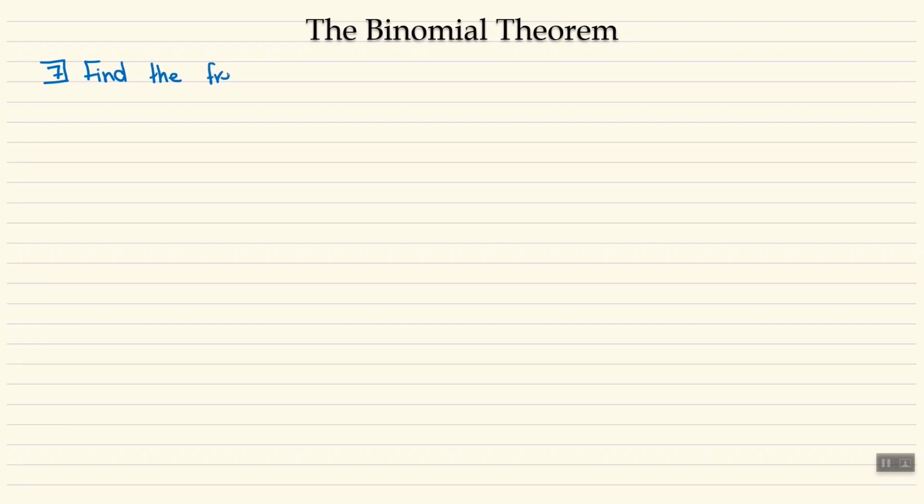the free term of x in the expansion of (2x^5 - 1/x^3) all to the power of 8. So this question says find the free term of x in the expansion of 2x to the power of 5 minus 1 over x cubed to the power of 8.